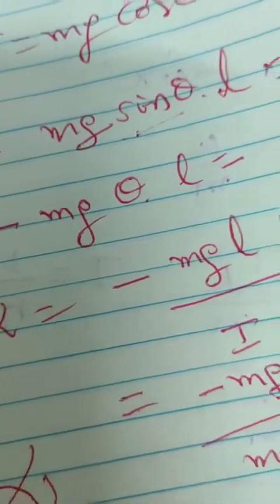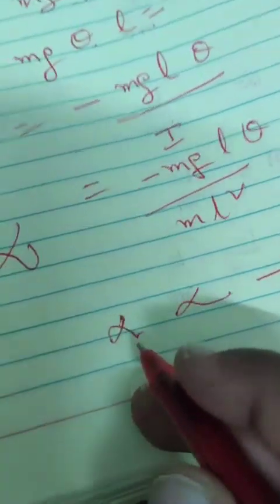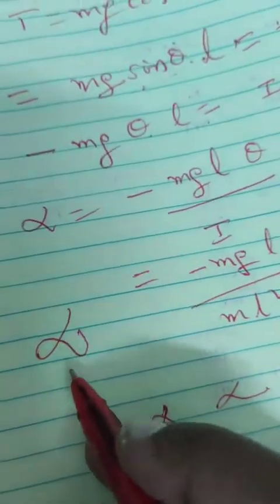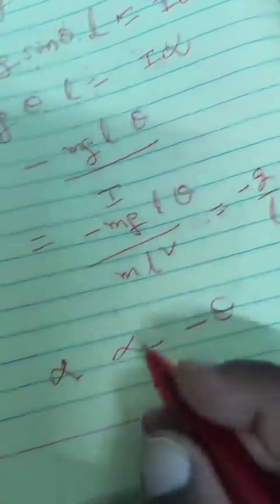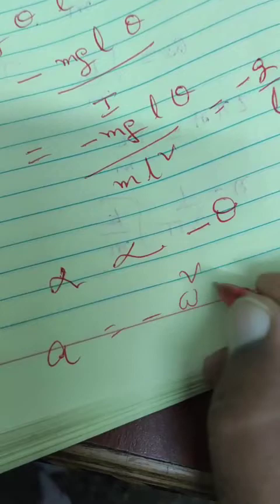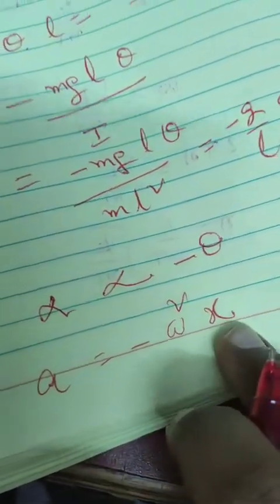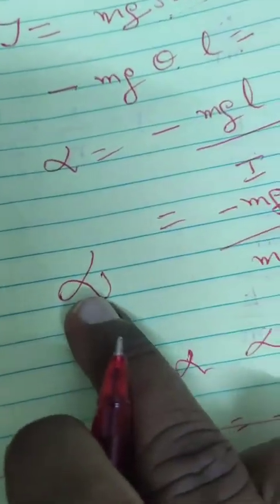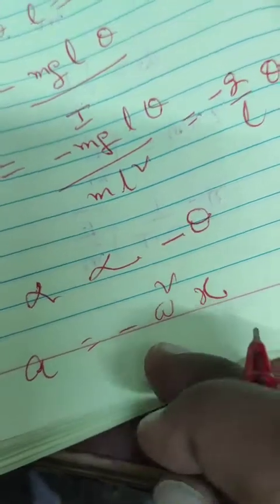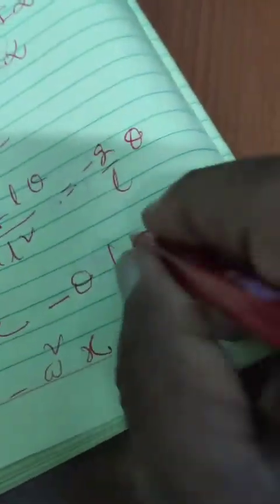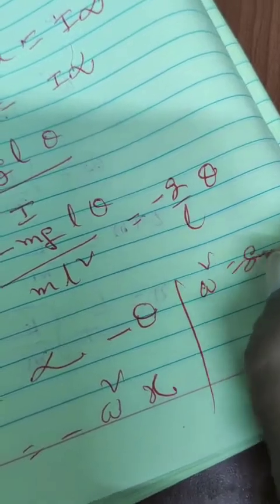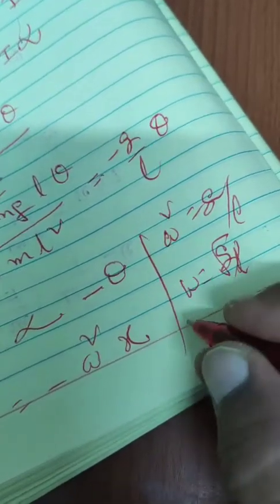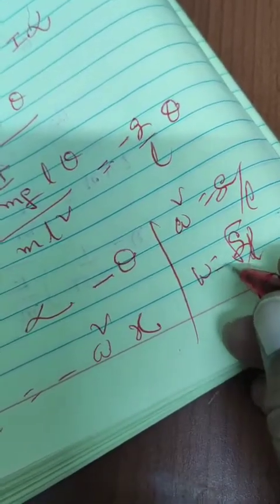After proving that the oscillations are SHM, I am comparing this equation. Which equation? Acceleration is equal to minus g by L theta, with the known acceleration equal to minus omega squared x. So x is the displacement here and theta is the displacement, a is acceleration and alpha is angular acceleration. If you compare these two equations, omega squared must be equal to g by L. Then omega is equal to root g by L. In that way we got the expression for the angular frequency with which the pendulum oscillates.